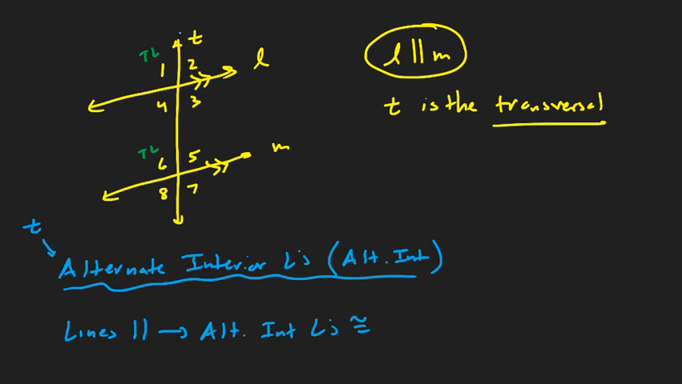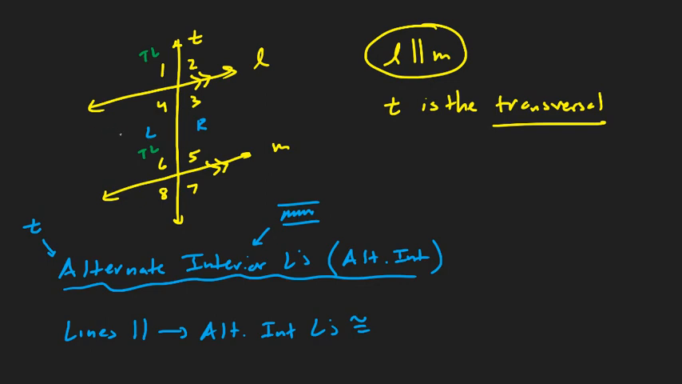So if I look at this transversal, it's kind of going up and down. So there is a left side and there's a right side. When we talk about alternate, one angle comes from the left, one comes from the right. When we talk about interior, we're talking about in between the parallel lines. So our lines go like this. So this is the interior in between them.